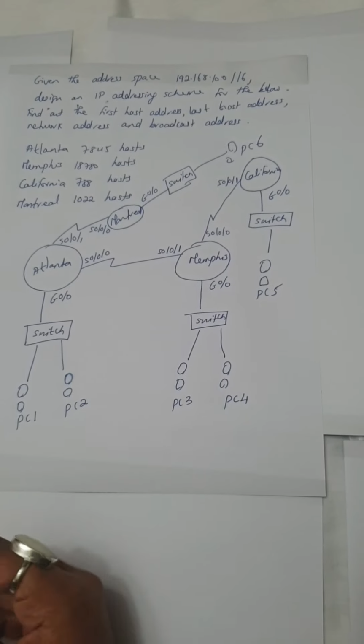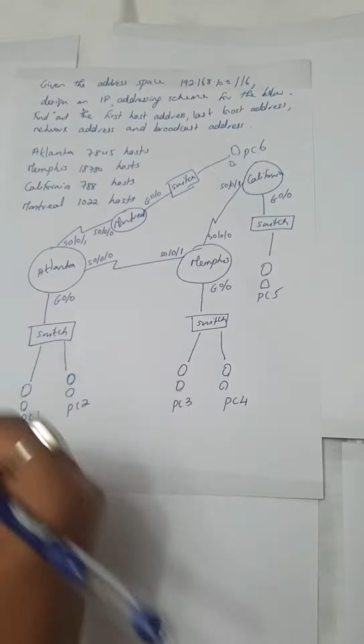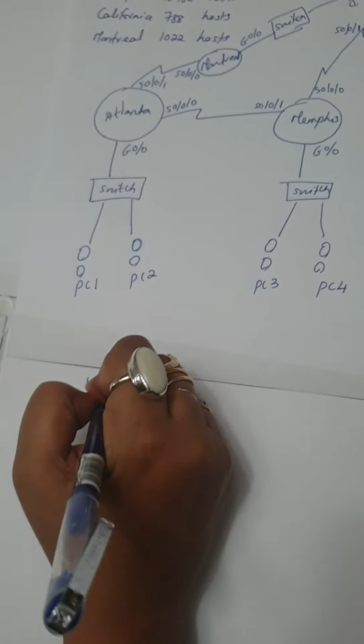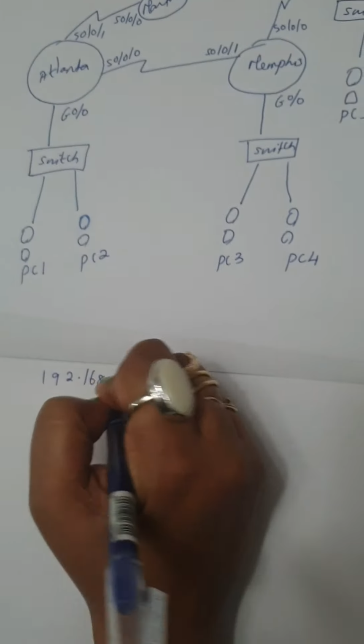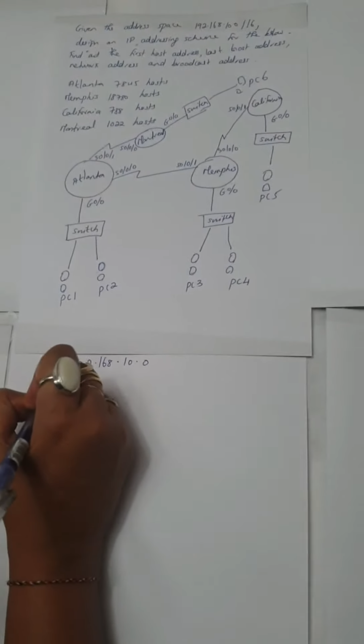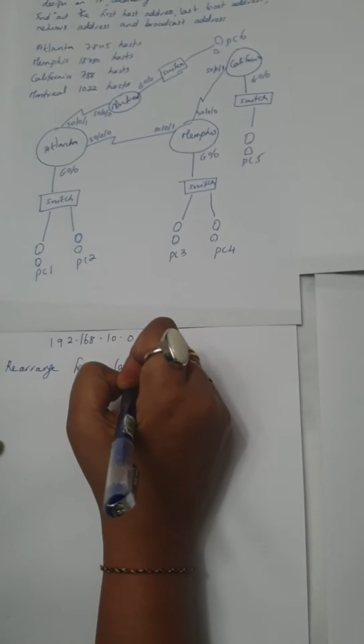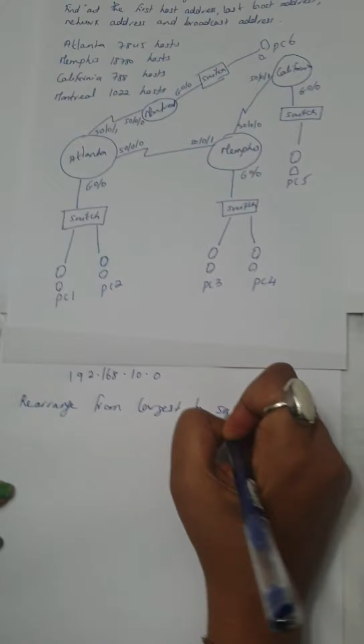So now how are we going to start? So I have this IP address 192.168.10.0, which I have to break for each of these networks. Now for VLSM, we have to start by rearranging from largest to smallest.